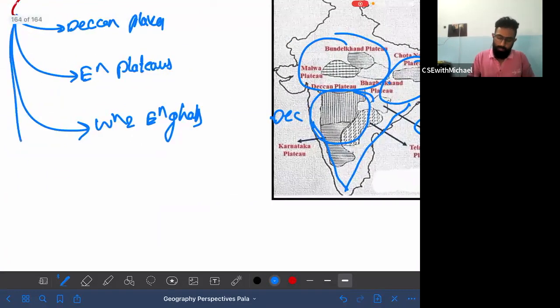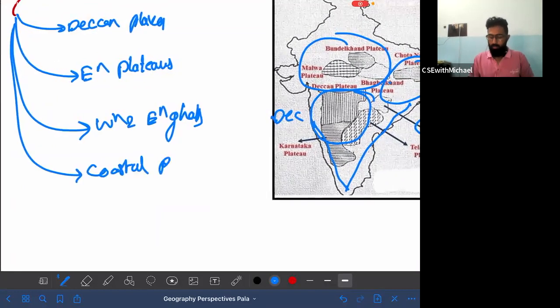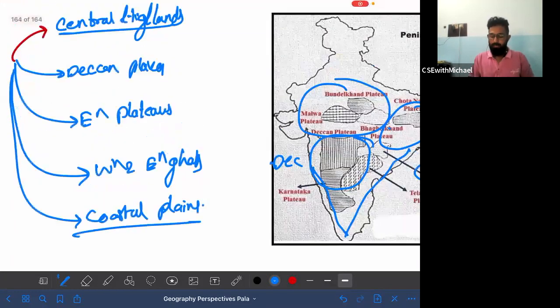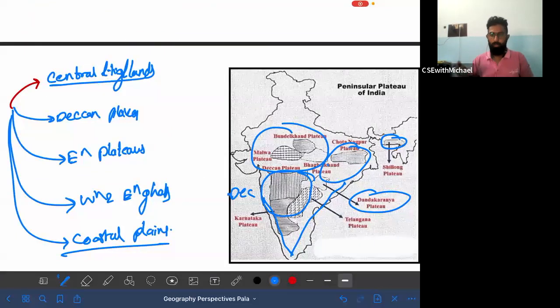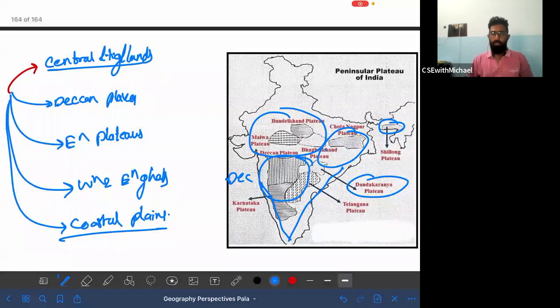Along with the peninsula itself, actually coastal plains are outside the peninsula. But for practical purposes, we consider coastal plains also a part of the peninsular region. So we'll be dealing with these six physiographic units, subunits of the peninsula. This would be what our first discussion would be about. These are different regions. We have to identify different aspects about these particular landforms.